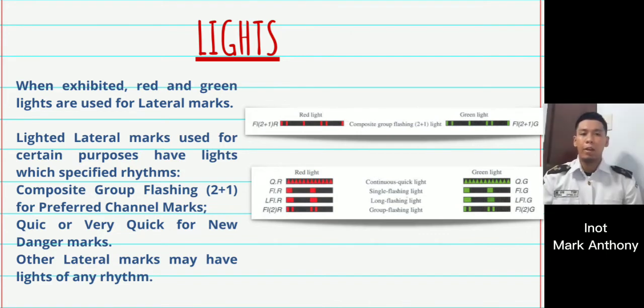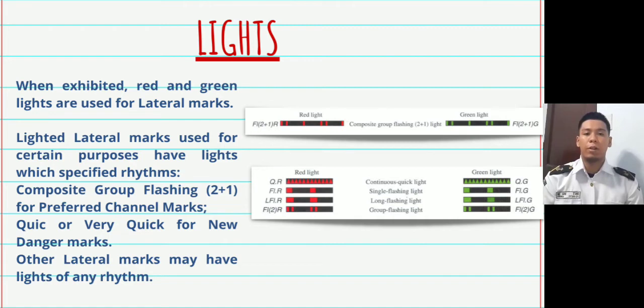So moving on with the lights. When exhibited, red and green lights are used for lateral marks. Lights on lateral marks used for certain purposes have specified rhythms. Examples of these rhythms are the following. The first one is the composite group flashing, which is 2+1, which is preferred for channel marks. The second one is quick or very quick for new danger marks. And lastly, other lateral marks may have lights of any rhythm.